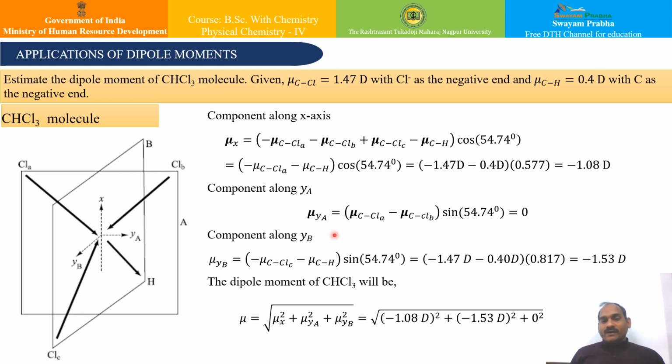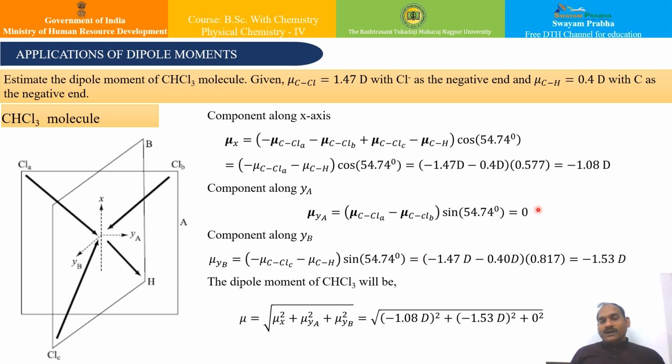Since both of them are the same, equivalent, the whole dipole moment will be 0 along the YA component of axis. And along the YB component of axis, I have the minus of the dipole moment of the carbon-chlorine C bond and minus the dipole moment of the carbon-hydrogen bond, times sine of 54.74. Substituting the values, the dipole moment of the carbon-chlorine C bond is minus 1.47 D, minus 0.40 D, which is the dipole moment of the carbon-hydrogen bond, times sine of 54.74 degrees. So the value of the dipole moment along the YB component of axis will be minus 1.53 D.